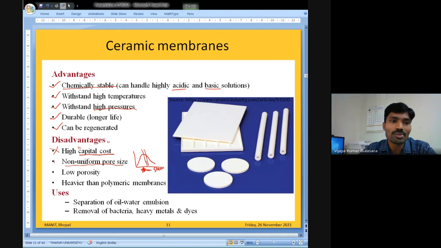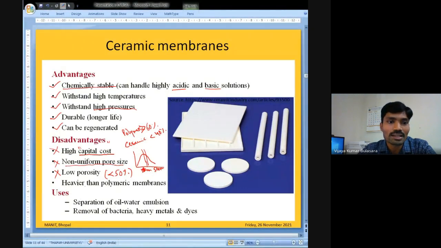Also, ceramic membranes have low porosity compared to polymeric membranes. Most ceramic membranes have porosity less than 50%, and commonly even less than 40%. Whereas in polymeric membranes, the porosity can be very high, greater than 60%. More than 60% porosity is very common in polymeric membranes, whereas less than 40% porosity is common for ceramic membranes.